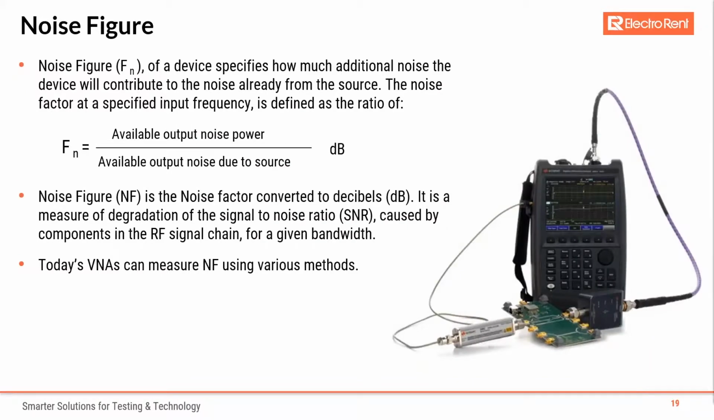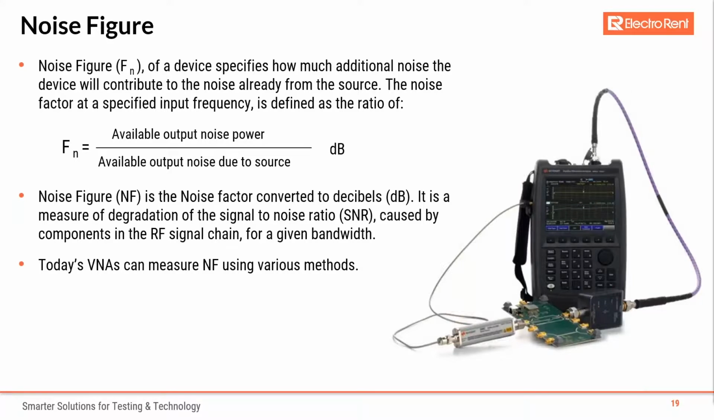Another popular use for VNAs today is noise figure measurements. We may also think of noise figure as the factor by which a receiver degrades the signal to noise ratio of a signal passing through it. Major OEMs offer noise sources that are powered via USB connected directly to the VNA, and using noise figure software inside the VNA can create accurate noise figure measurements.